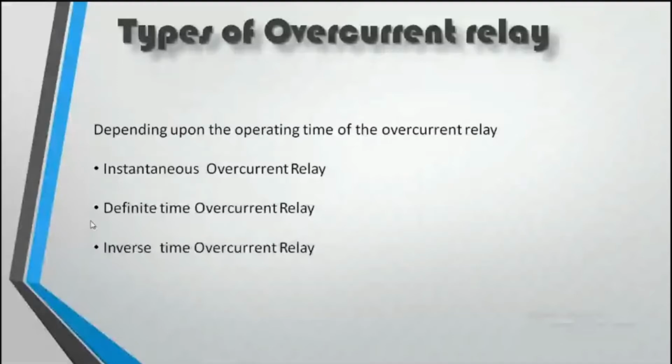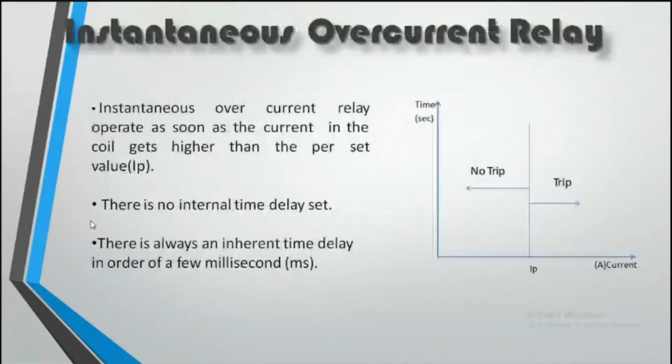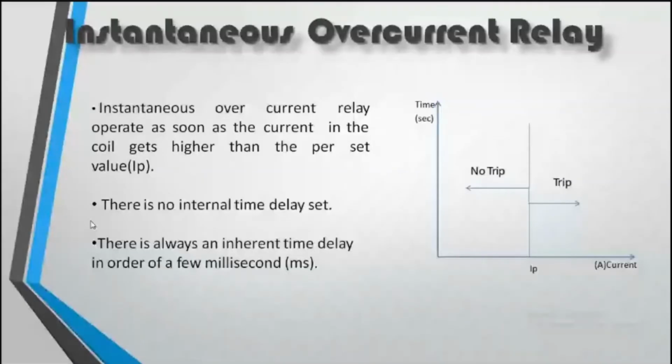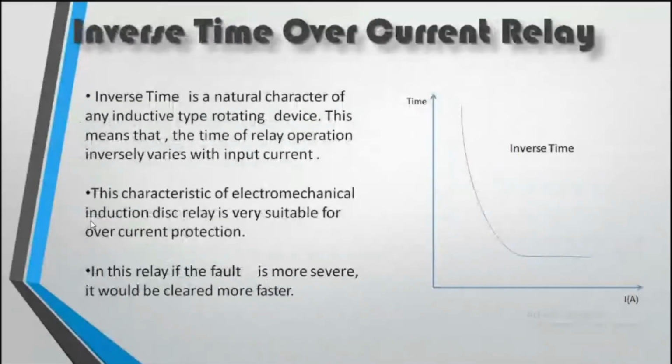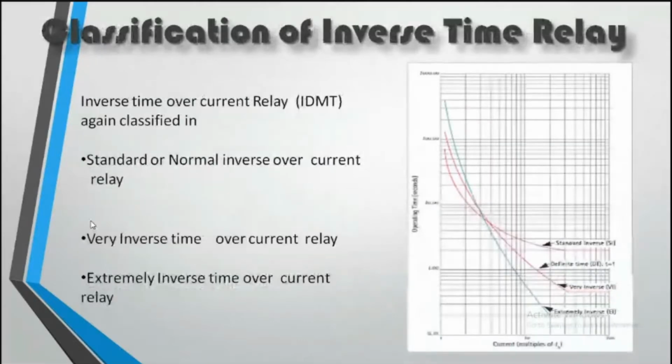Then the next relay is nothing but the inverse time overcurrent relay. The inverse time overcurrent relay is what we have seen as the last topic, or this is the topic where we will start today's lecture. This is the instantaneous overcurrent relay characteristic. This is the definite time overcurrent relay characteristic. And this is the inverse time overcurrent relay characteristic. I guess we have completed up till this slide in the last class, and we were about to start from this particular topic, right? The classification of the inverse time relay.